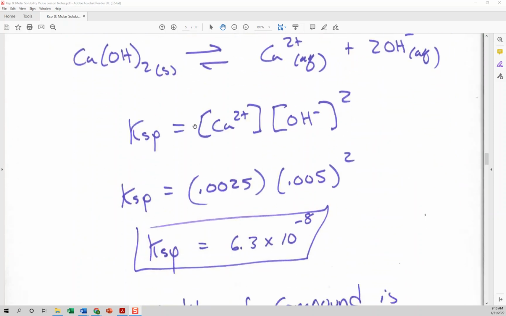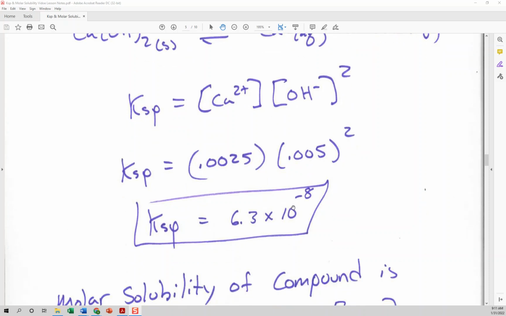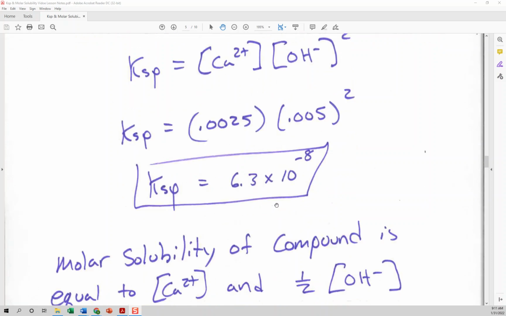Okay? But we can get the KSP, so we know that the KSP represents this equation. So this is the expression. We calculated those two molarities, or we were given that molarity. We calculated that one, plug them into the expression. Don't forget to square the hydroxide, and you get the KSP. So now we get the KSP for calcium hydroxide.